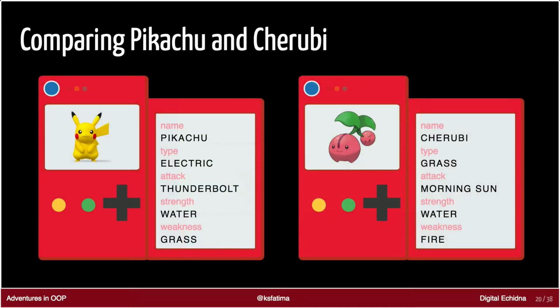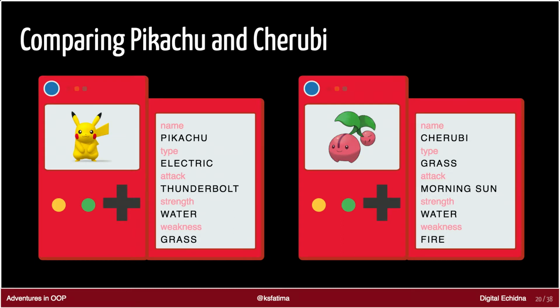So let's look at the two Pokemon that we're doing battle today. We have Pikachu, and wow, surprise, our Pokedex has new information. Now we know that Pikachu has the strength against a water type and a weakness against a grass type. And we know that Cherubi, the Pokemon that we were fighting, has a strength against a water type and a weakness against a fire type. So it's possible that because Pikachu's weakness was a grass type, we didn't do so well in this battle. Maybe we should have picked a different Pokemon.